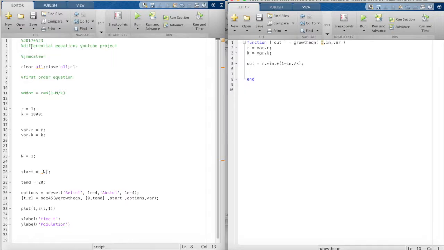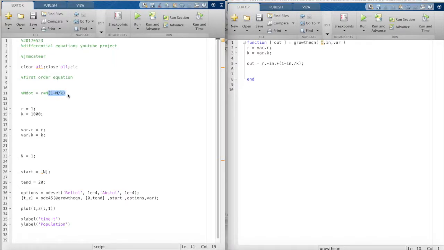So here we have a quick program where we just clear all the variables, and we're going to be numerically integrating this equation, which is like exponential growth, but for a population which has a carrying capacity k. In this, the rate of growth of the population, dn by dt, is equal to some rate of growth r, which in this case is 1, multiplied by the population.